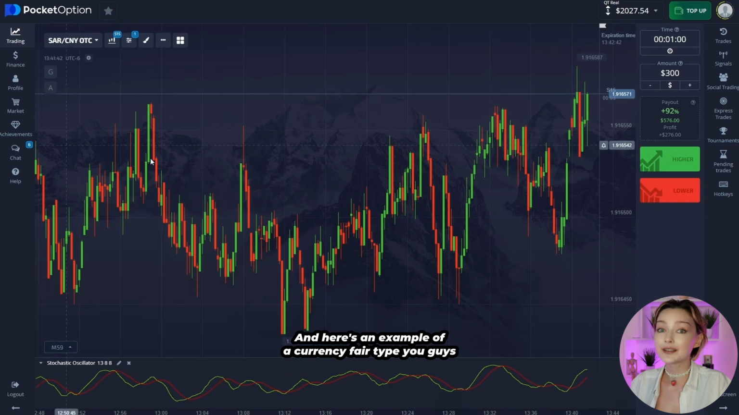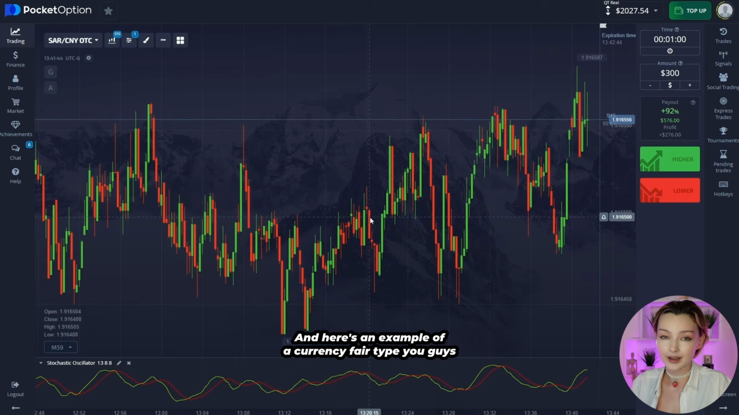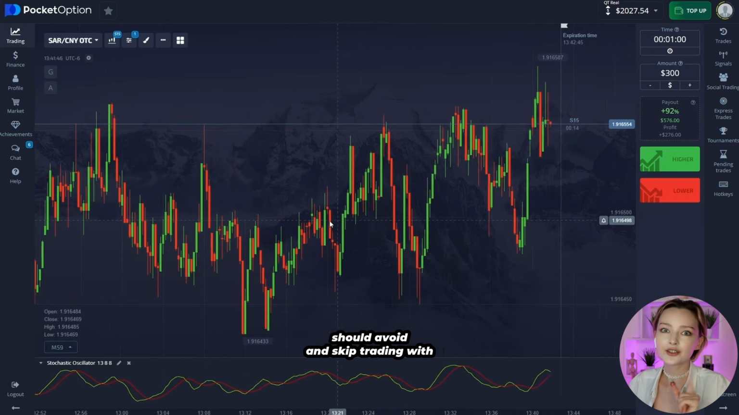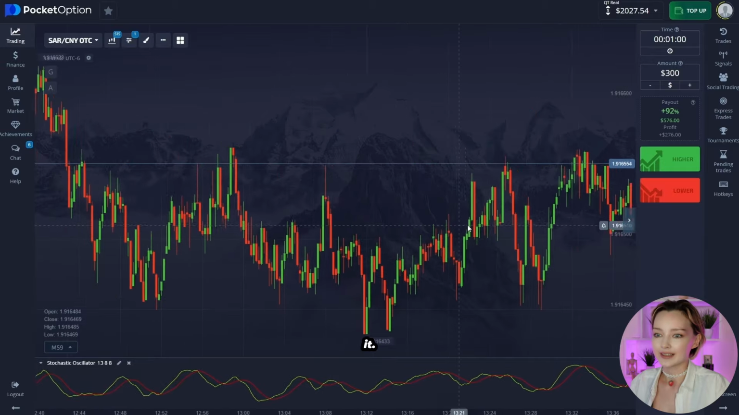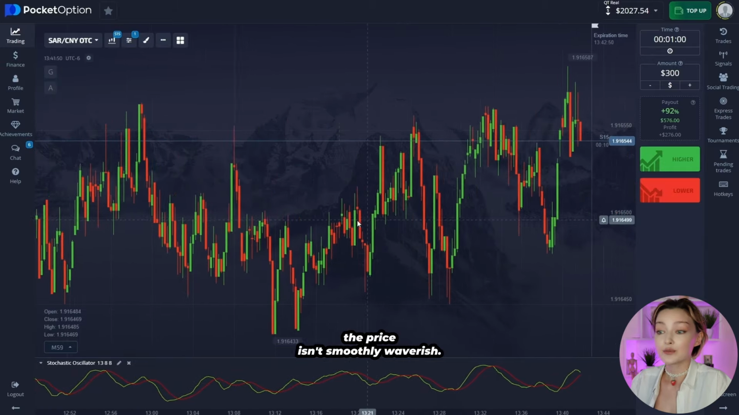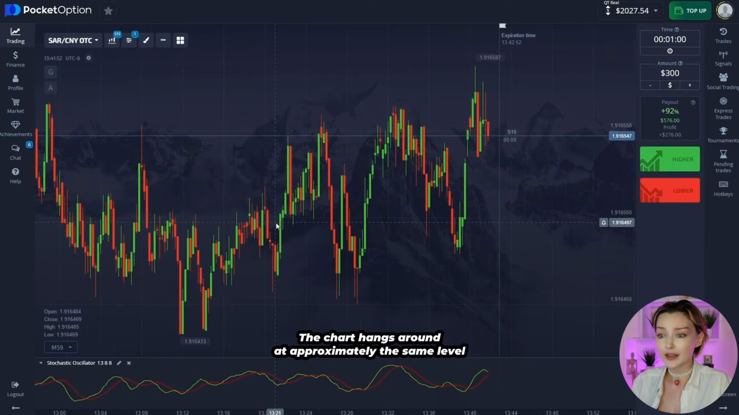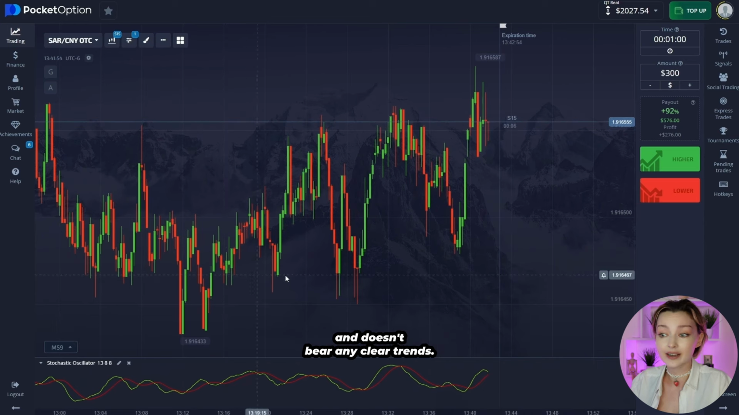And here's an example of a currency pair type you guys should avoid and skip trading with. As we can see, the structure of the price isn't smoothly wavy. The chart hangs around at approximately the same level and doesn't bear any clear trends.